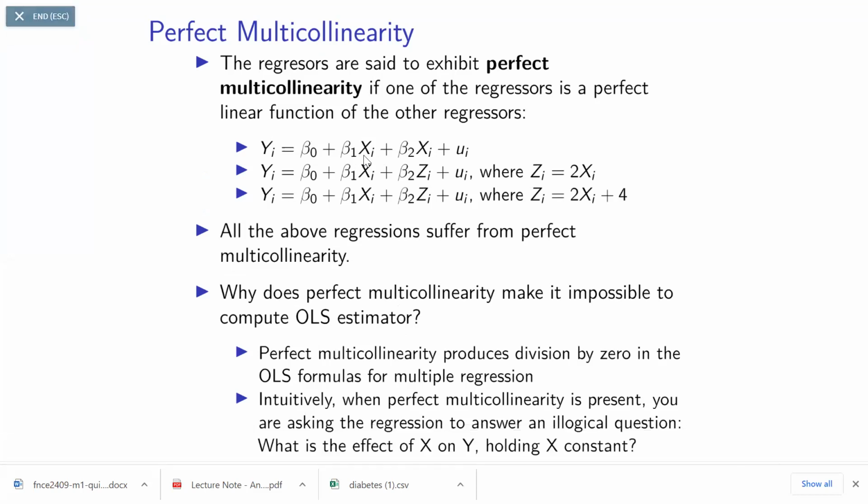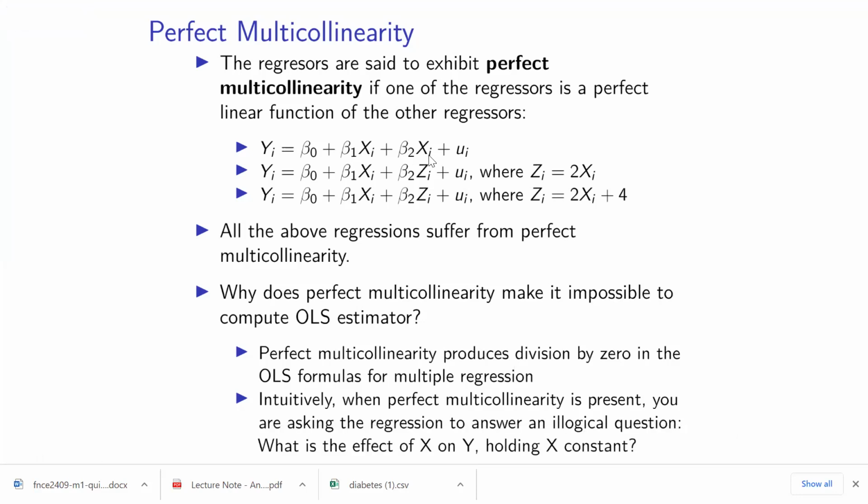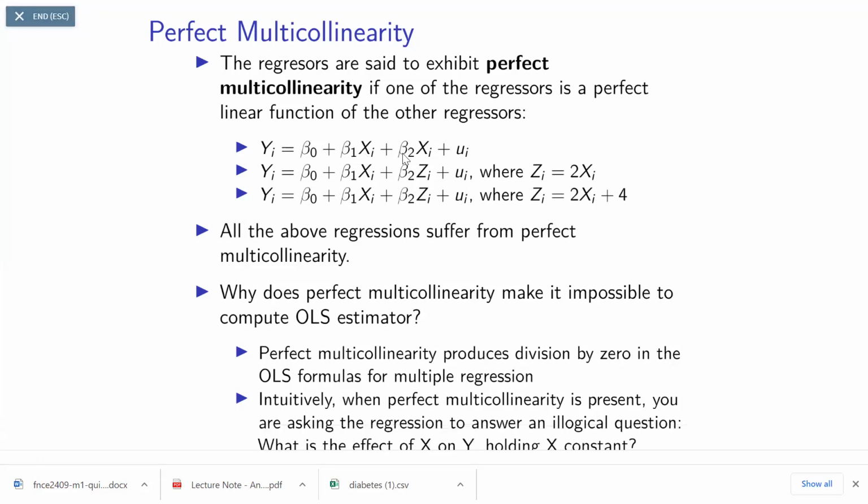And because of this, you can no longer say beta 1 measures the marginal effect of the x variable by holding x variable constant. It doesn't make any sense. And therefore, the interpretation for beta 1 and beta 2 become meaningless.